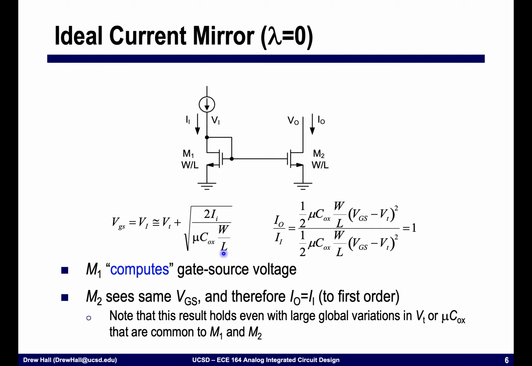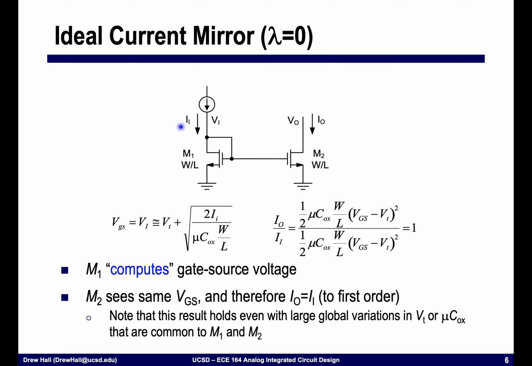And so when I connect M2 to that same gate, to the same source, and let's for right now say that they have the same W over L, this means that the current that I'm going to get at the output, I out, is going to be equal to I in. This is because it has the same VGS and the same W over L. So to the first order, they have the same input and output current.